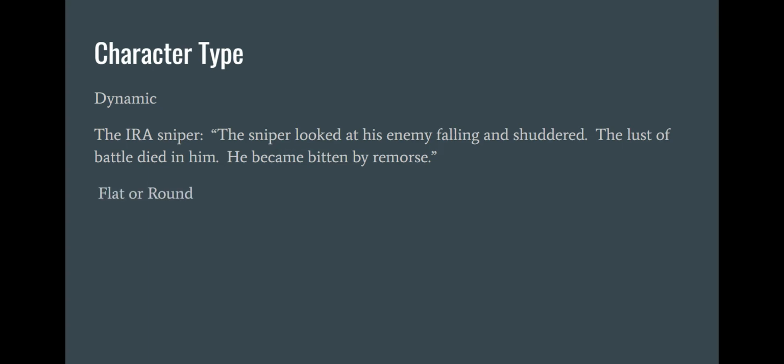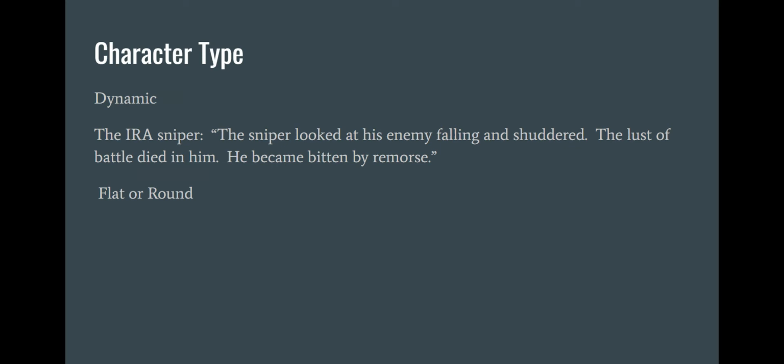Flat or round characters. So flat characters are characters we don't know a whole lot about, whereas round characters are characters that we know a lot about, and we know about their personalities and their personality traits. So I would say most of the characters in these stories are flat. The enemy sniper is definitely flat. The woman and the people that were in that armored car are all flat characters. The protagonist, you could make a case for him being a flat character or a round character. We definitely know more about him than we do the other characters, but we don't know a lot about him. We don't know much of his background or history outside of war. So you could make a case and argue either of these.